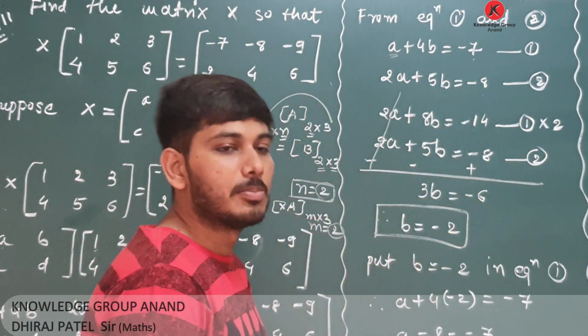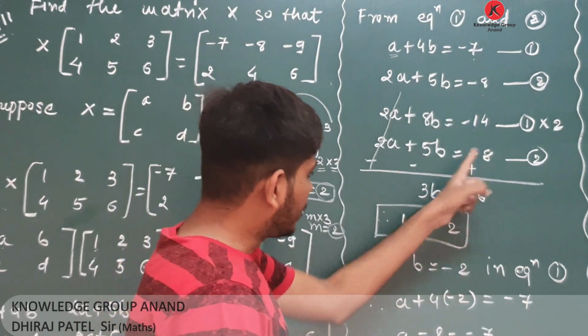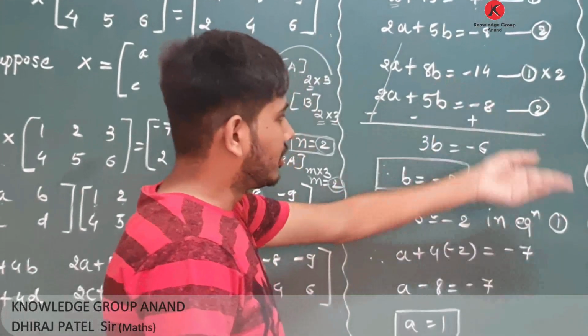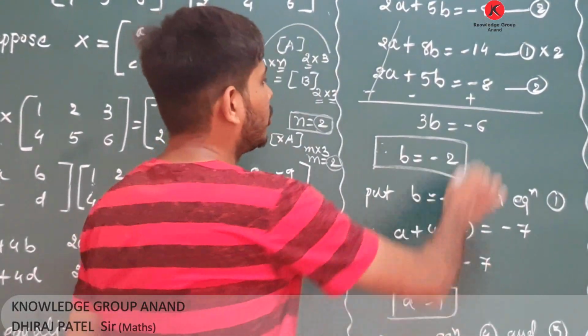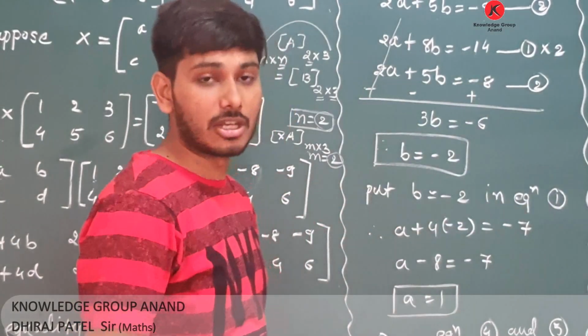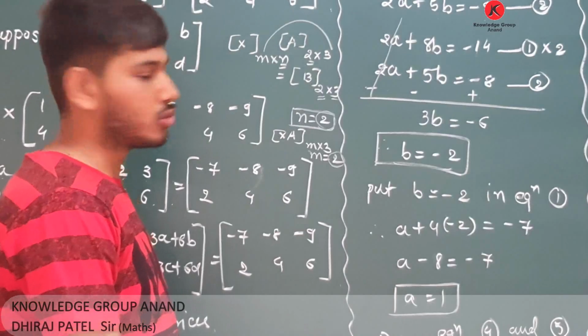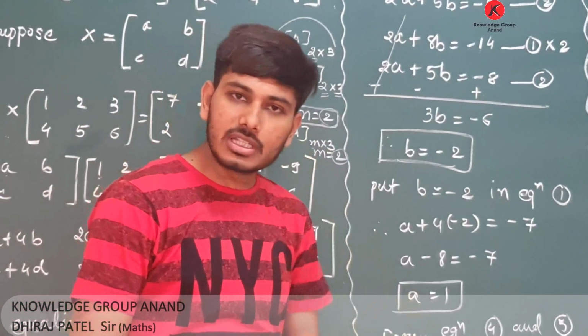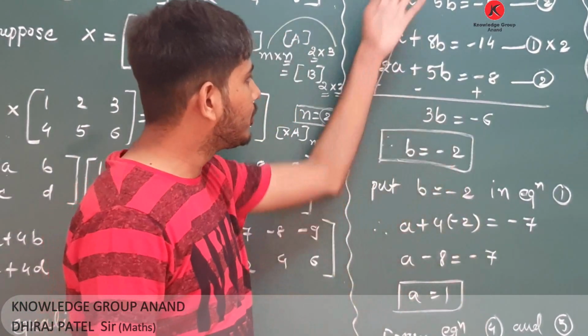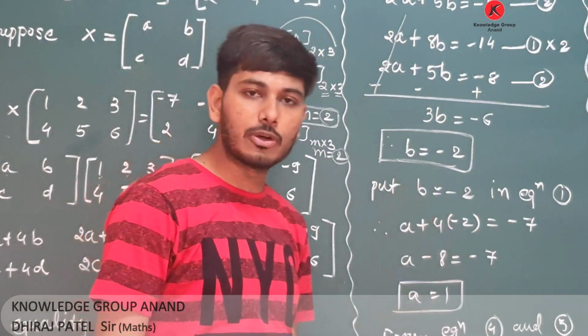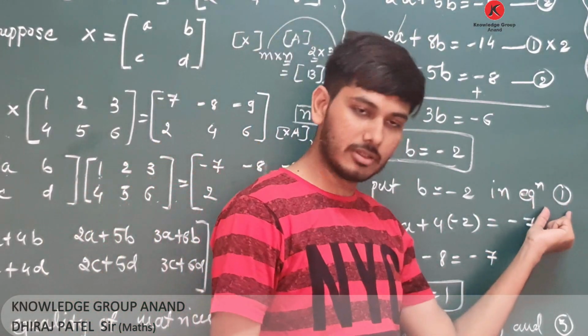Minus 14 minus 8, but plus 8 is there because we have to calculate subtraction. Therefore, minus 14 plus 8 equals minus 6. Therefore, we are obtaining b equals minus 2. Now, put the value of b in any of the equations. I am putting the value of b in equation number 1.